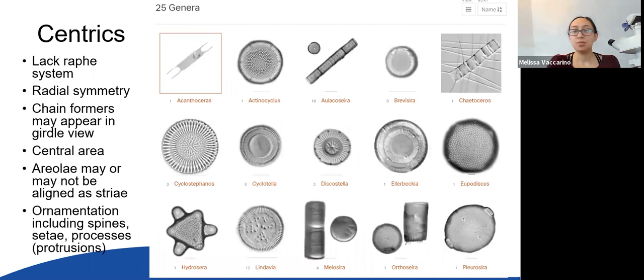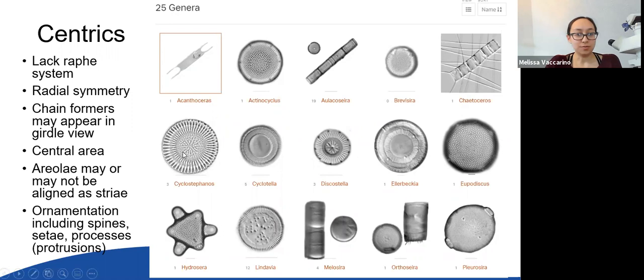So the centrics, again, they lack a raphe system and they have radial symmetry. Chain-forming centrics may appear rectangular, but remember, if you're looking at them like this, you'd want to, in your mind's eye, imagine they're like this. And so once you know you have a centric, you're going to want to look at the central area and what is in the middle of each of these valve faces.